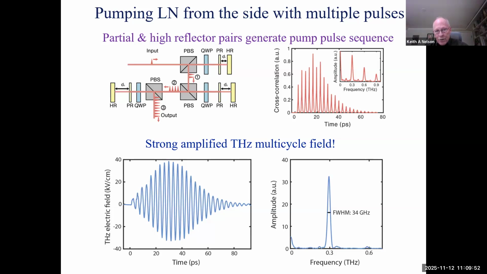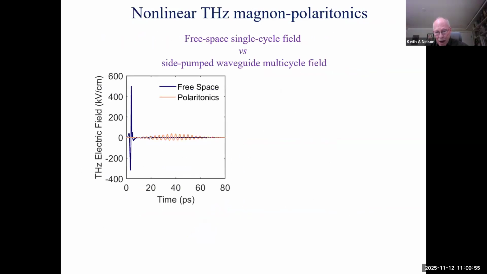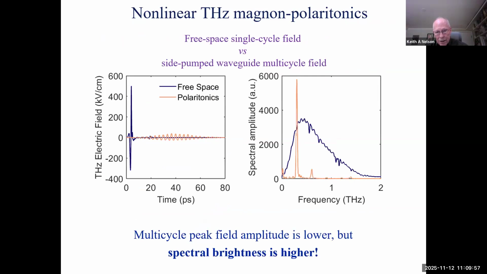But interestingly, in these fields, the spectral brightness is pretty high. So let's see that. That's illustrated right here. Here's the spectral amplitude of our single cycle pulse generated in a bulk crystal with about 10 millijoules of optical pump light. And here's the spectral brightness of a multi-cycle field, not even our narrowest one, generated with only 2 millijoules total of pump light. And it's brighter, which means for a narrow resonance, it can pump it harder. And those magnon modes are pretty narrow.